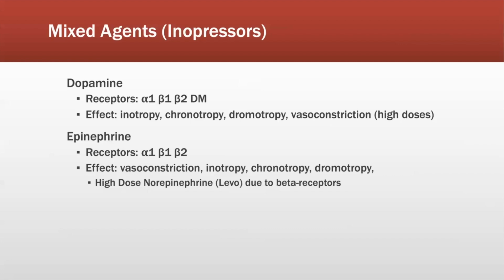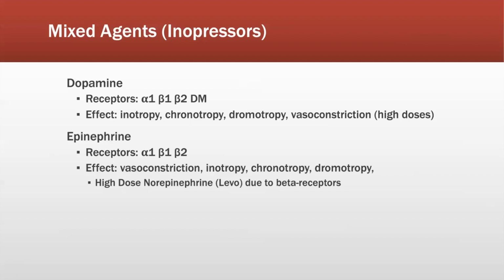Epinephrine acts on receptors alpha-1, beta-1, and beta-2. The effects of these receptors are vasoconstriction, inotropy, chronotropy, and dromotropy. So overall, it's important to know the receptors which these medications work on and what the effects of the receptors are, so then you know what medications you need to correct your patient's current hemodynamic status.